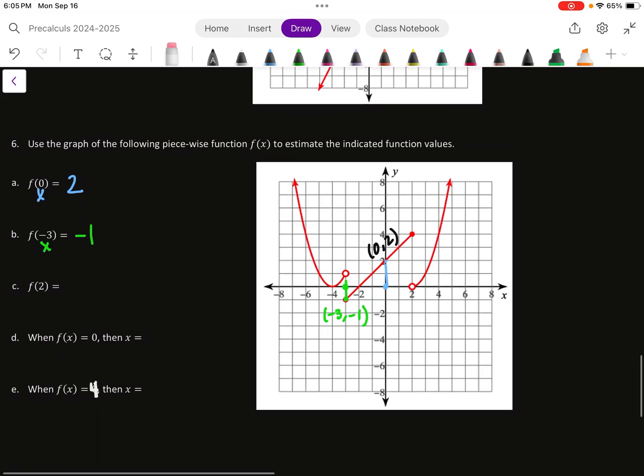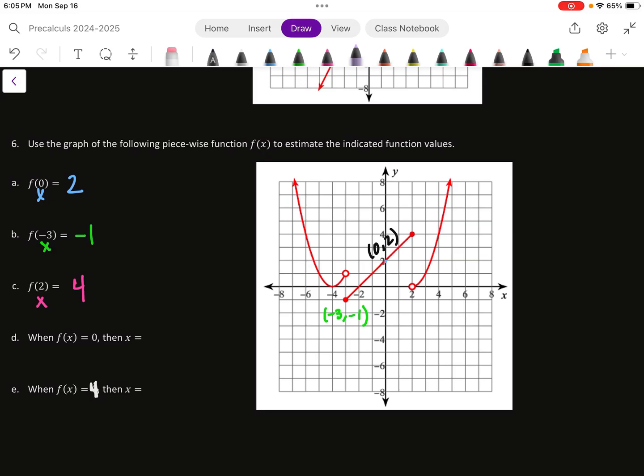Going to erase these. All right. Try that one. x is equal to 2. Can't use the open circle. Got to use the other one, so it's 4.